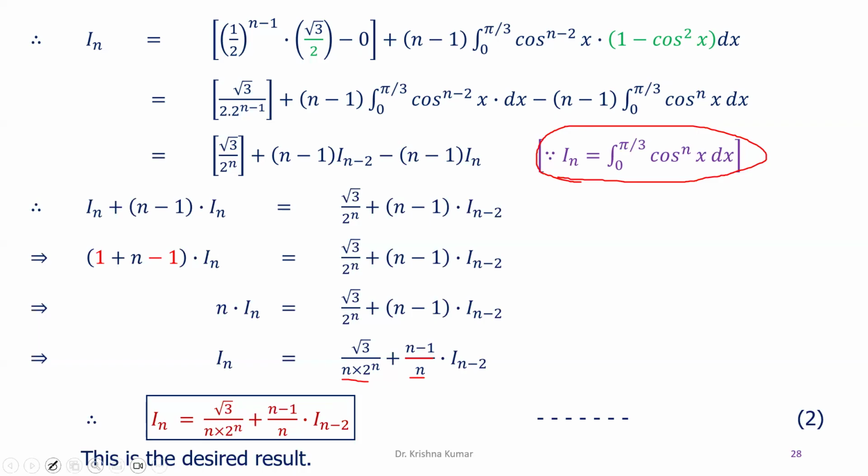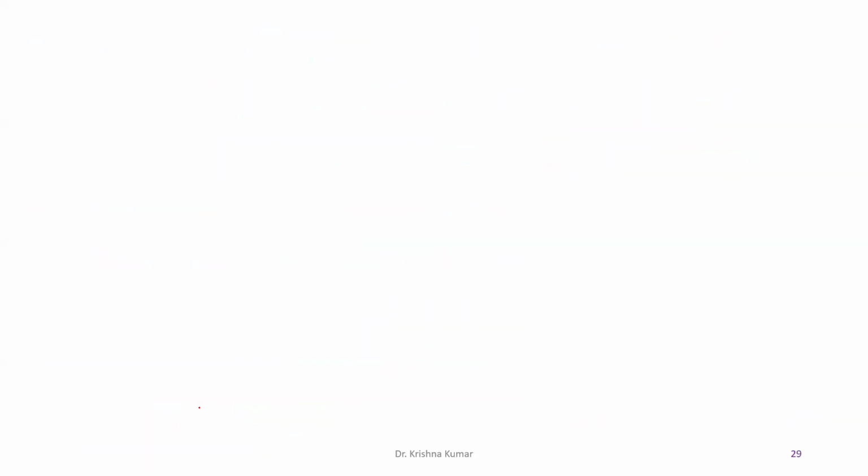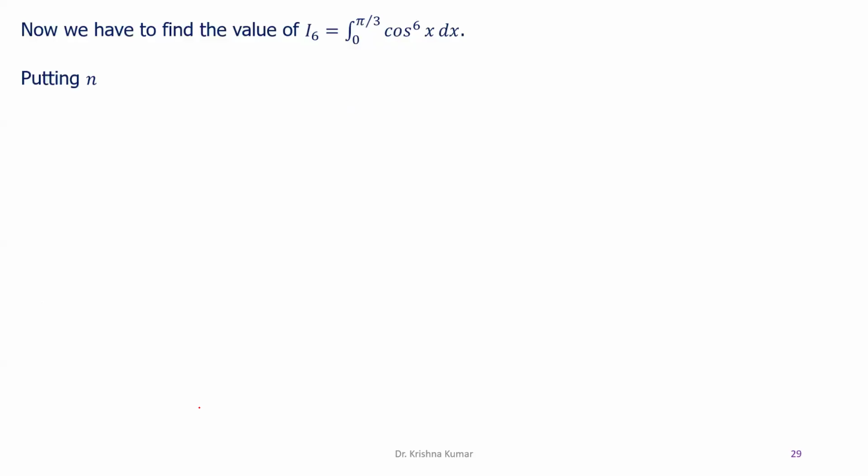Now, this is the first part of this question. The second part is we have to obtain the value of I6. So now in this reduction formula, if we put the value of n equal to 6, we are able to calculate the value of I6. So now we have to find the value of I6, which is equal to the integration of cos to the power 6x under the limit 0 to pi by 3 with respect to x. Putting n equal to 6, 4 and 2 in equation number 2. The equation number 2 is nothing but In is equal to root 3 upon n into 2 to the power n plus n minus 1 upon n into In minus 2.